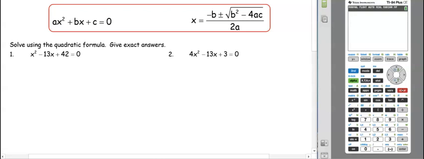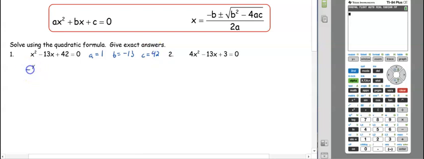In number 1, we have x squared minus 13x plus 42 equals 0. So when we look here, we want the coefficients. Our a value is in front of the x squared, that's going to be 1. Our b value in front of the x is negative 13, and our c value is 42. So we're going to substitute those into the quadratic formula.